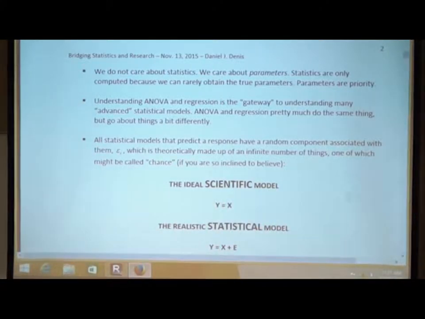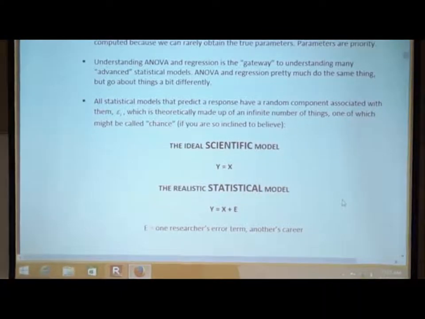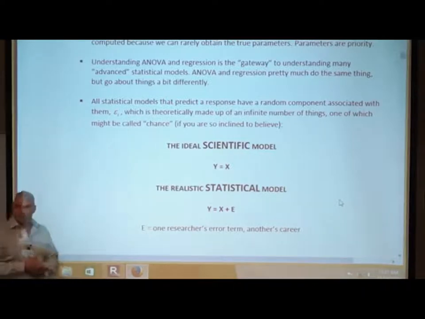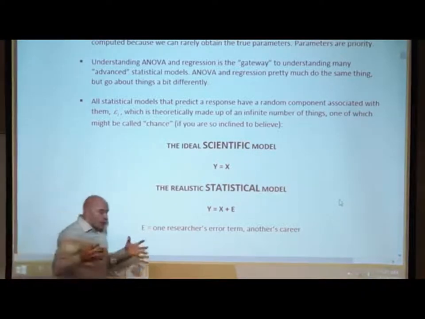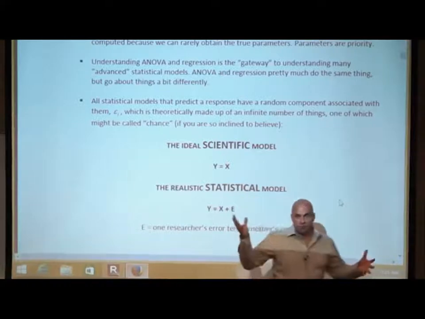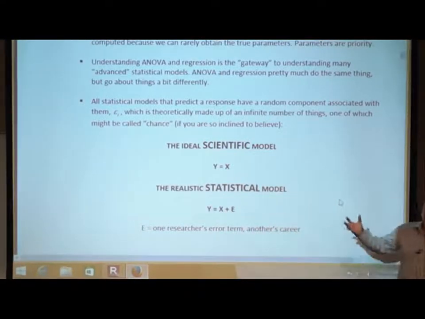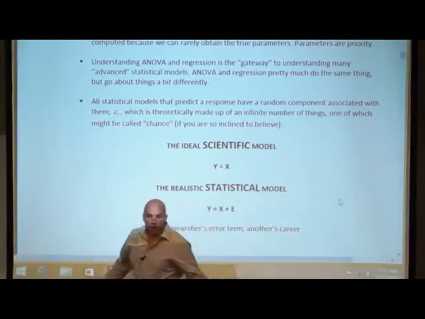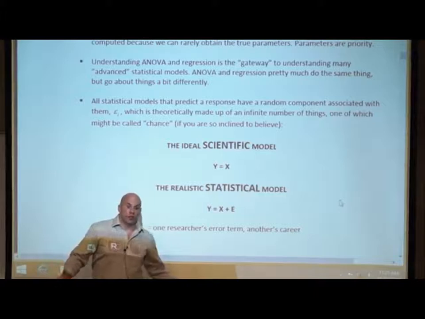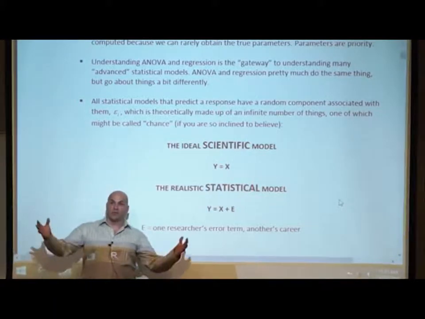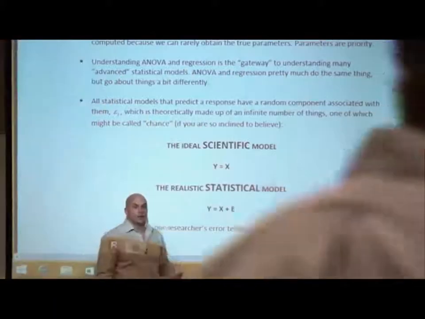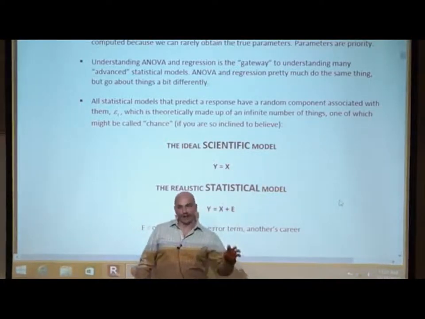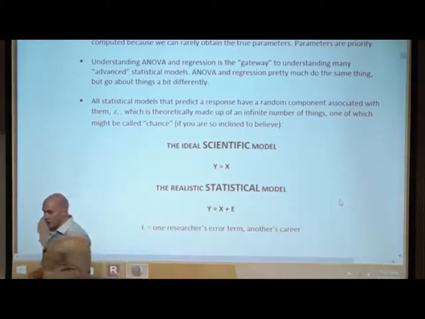Understanding ANOVA and regression is the gateway to understanding many advanced statistical models. ANOVA and regression pretty much do the same thing, but go about things a bit differently. Nonetheless, a good grounding in those two approaches makes other things seem much easier and kind of demystifies them. I like demystifying things. When I look at a multi-level model, for instance, a random coefficient model or mixed modeling, at first they can seem very sophisticated until you look a little deeper and realize, oh, it's just an extension of the basic grounding in ANOVA and regression theory.